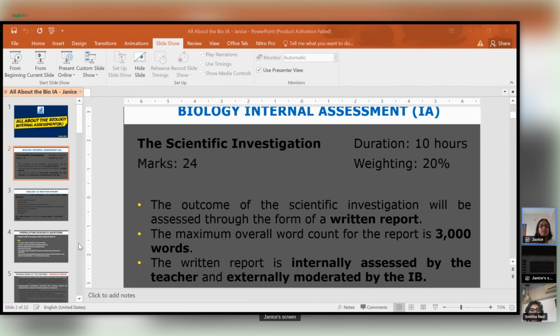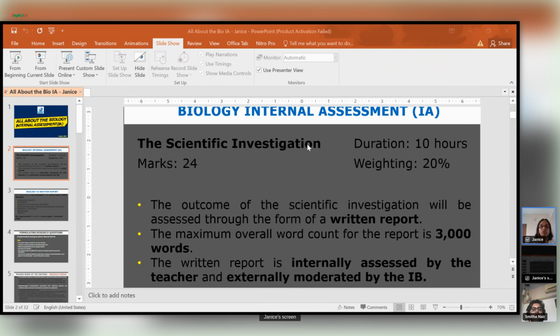So these are a few tips I have written over here. The topic that you choose in biology, because you're doing the biology internal assessment, should be of your interest. You should like it. Any topic you think, it can be from the field of microbiology, it can be in the field of enzymes, anything that you do has to be of your interest.